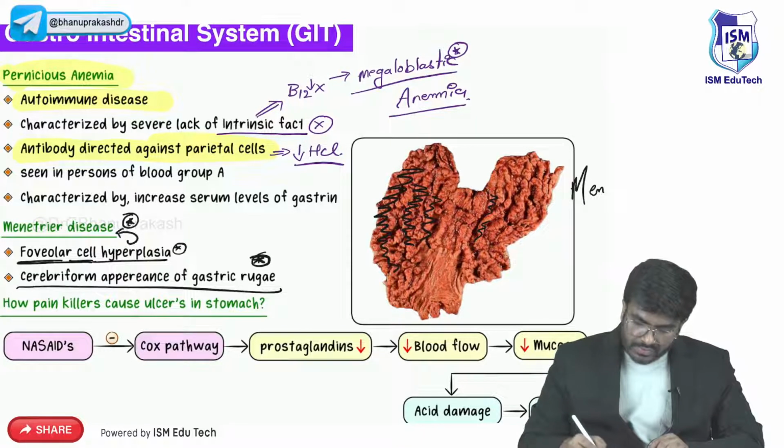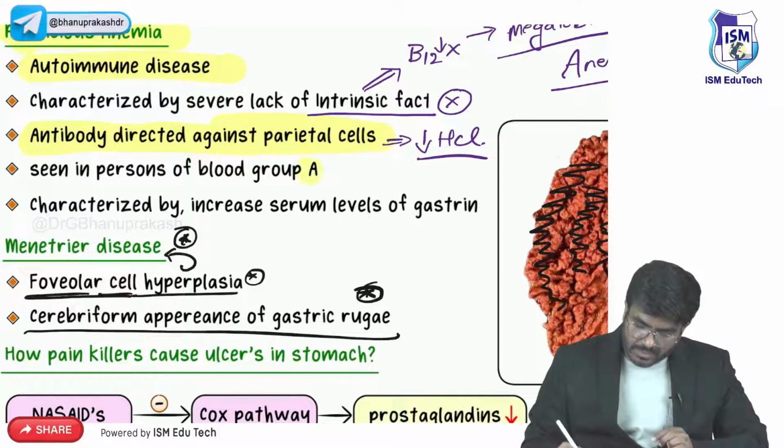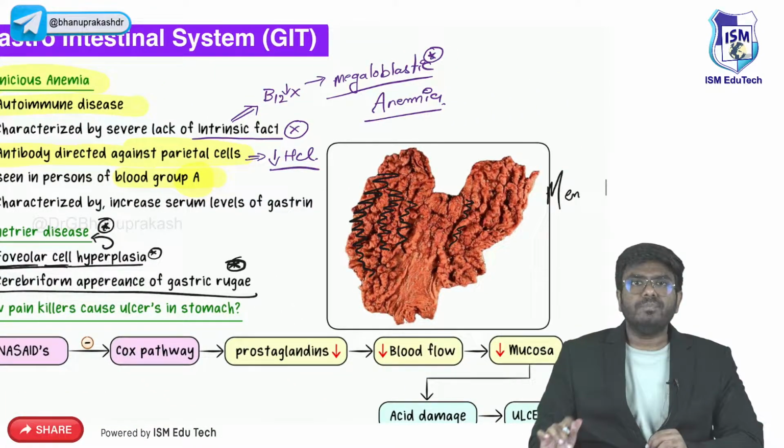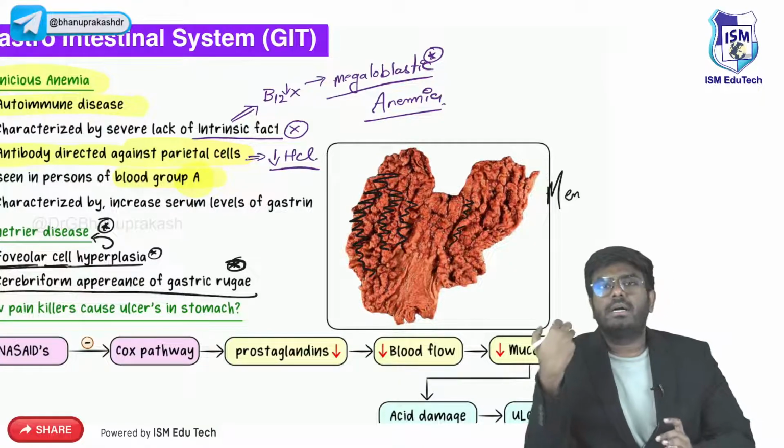In one of the exams, this question has been asked. This pernicious anemia, we don't know the reason why, is especially seen in blood group A persons. Blood group A persons. Now, one more thing. Even if it takes some time, it is worth knowing.